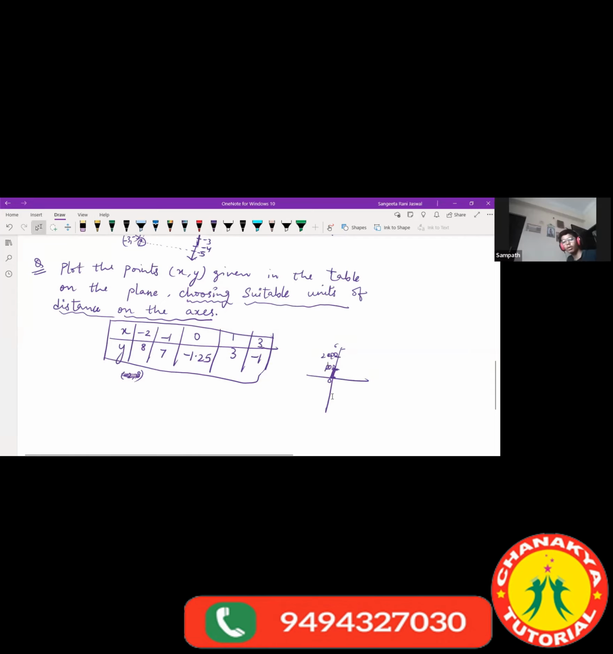Ma'am, if we are to use suitable units, can we even use them on the Cartesian plane? Yes, we have to do that on the Cartesian plane itself.